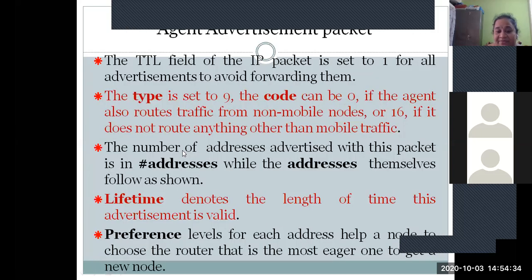And preference levels, what are they? They help a node choose the router that is most eager to send or to get a new node. That is nothing but allocating a router for a particular node which is willing to send information. So when a node is trying to send information, it is in search of a router, and then these preference levels will be chosen. Depending upon the node level, the preference level will be chosen, and through that particular preference level itself, the corresponding node will be sending the data.